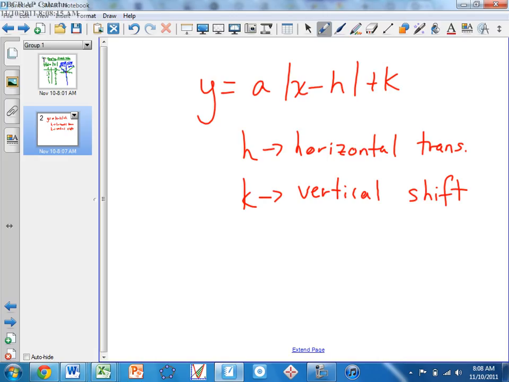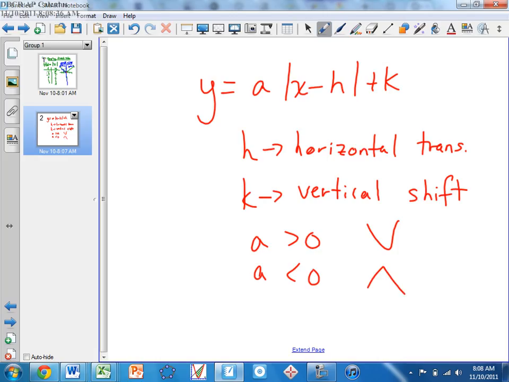Juliet? Isn't it like flipping it? Good. If A was negative, then we have to flip it, right? Yeah. In this case today, here's what we're going to know. If A is positive, so if A is greater than 0, it opens up. If A is less than 0, it opens down.